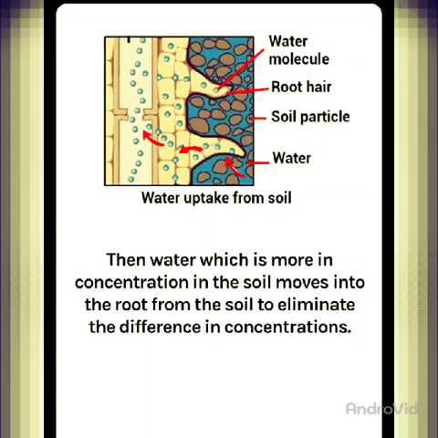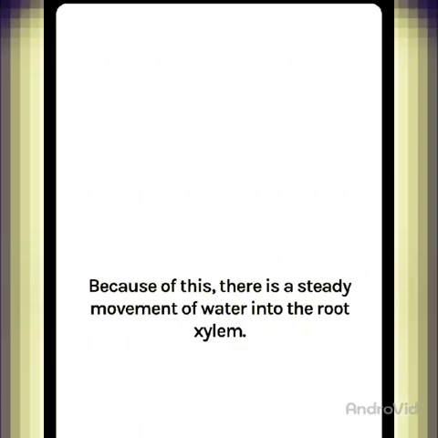That is why water molecules move from the higher concentration to the lower concentration, and higher concentration is in the medium outside the root hair, which is the soil. Here the water molecule concentration is higher, but the water molecule concentration is lower in root hairs. Alright, so water moves from the soil to the root hairs. Because of this, there is a steady movement of water into the root xylem.